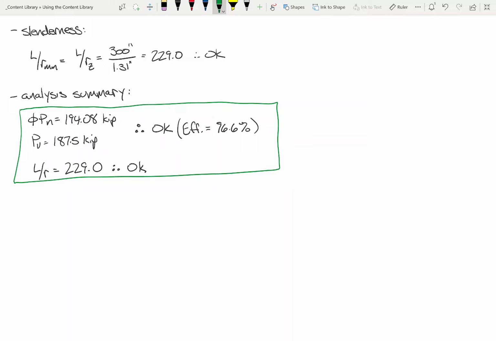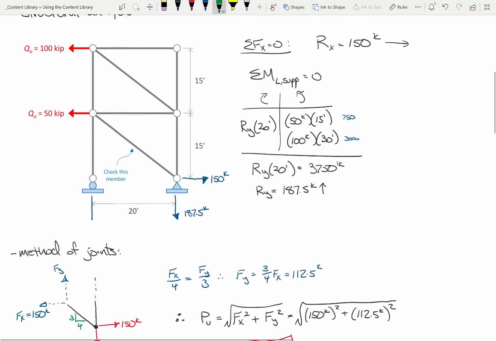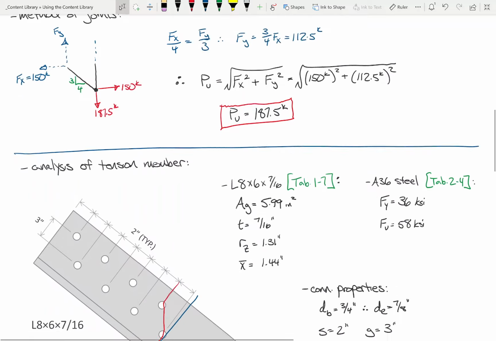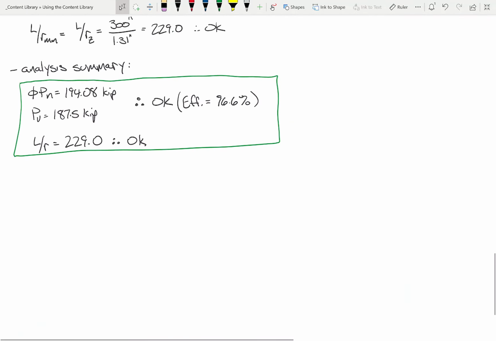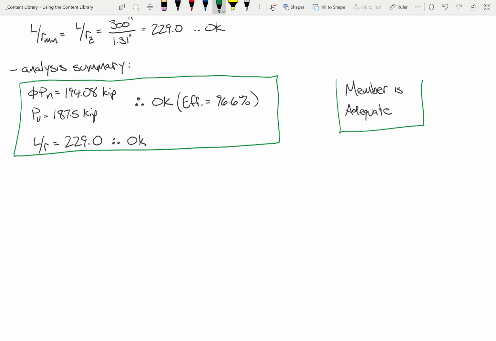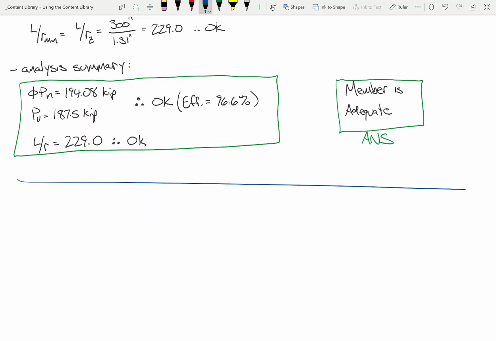So, what's our answer to this question? The question said, determine if the member below is adequate. Is this member adequate? Yes. That's our answer. Okay?